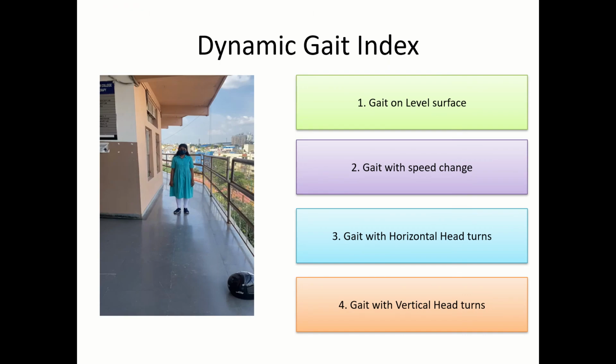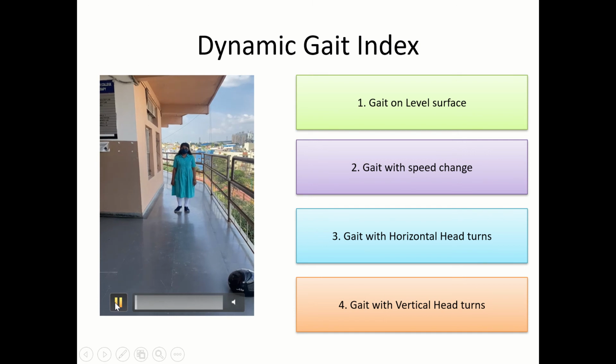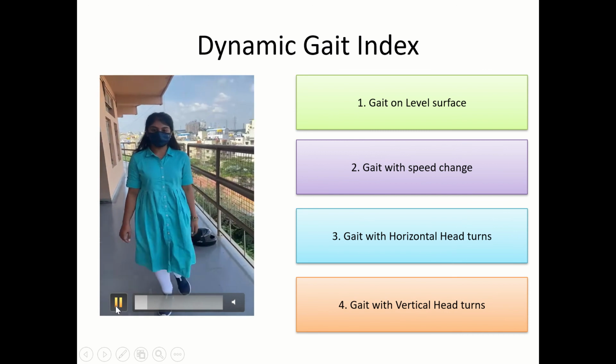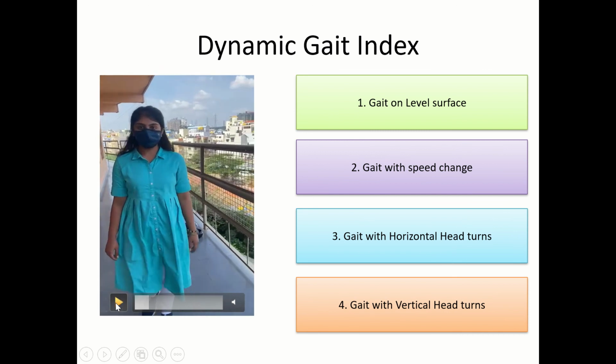Coming down to the dynamic gait index. This is how the dynamic gait index scale is performed. These are the dynamic tests. I have just started with the dynamic test. First one, in the dynamic gait index, the first point is gait on level surface. That means you are going to ask the patient to walk on the leveled surface. You cannot ask the patient to walk if the surface is unleveled. If the surface is unleveled, do not take the first step of the dynamic gait index.